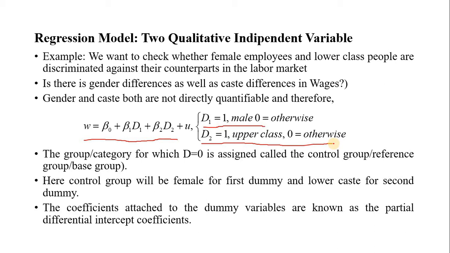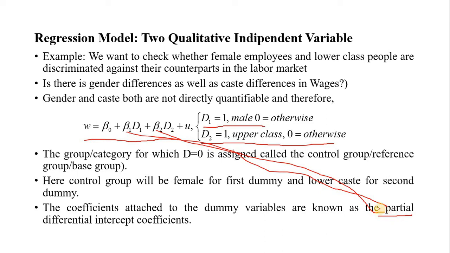Okay, so the coefficient attached to this dummy is known as the partial differential intercept coefficient. Earlier we called this coefficient the differential intercept coefficient, but here it is not the pure differential coefficient but the partial differential coefficient. Why the name partial here? Why am I calling beta 1 a partial coefficient and beta 2 a partial coefficient?